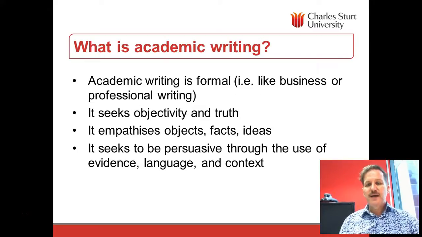So the first thing we'll look at is what is academic writing. Academic writing is formal. That means the language you use seeks to be objective and truthful. Academic writing is similar to business or professional writing, so it is very useful for your future careers. It emphasizes objects and facts and ideas, and it seeks to be persuasive through the use of evidence, language, and context. And the last point is really important.